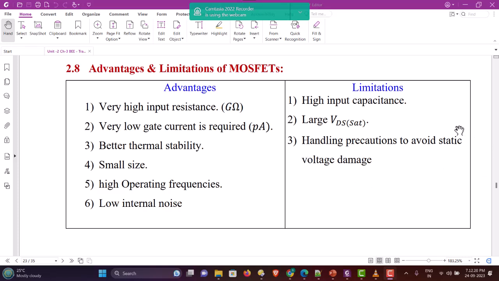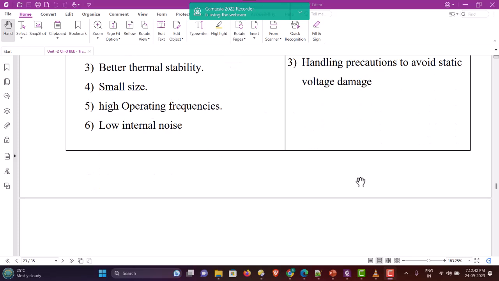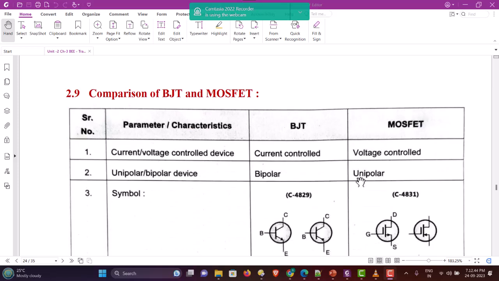Handling precautions are very important here because, due to very high input impedance, static charge will develop across the gate, which may damage the gate area or puncture the SiO2 layer, damaging the MOSFET even without connecting it in the circuit. So static charge itself damages it, and therefore special precautions have to be taken.